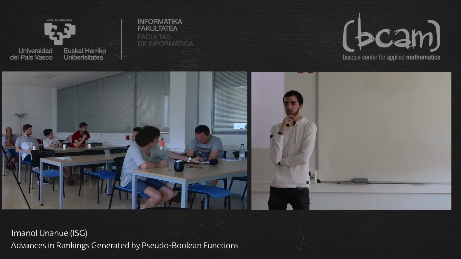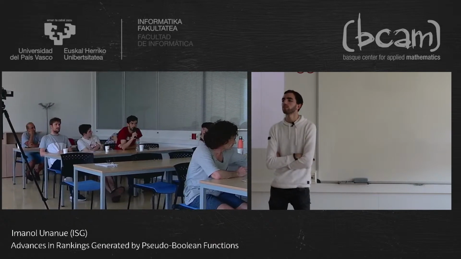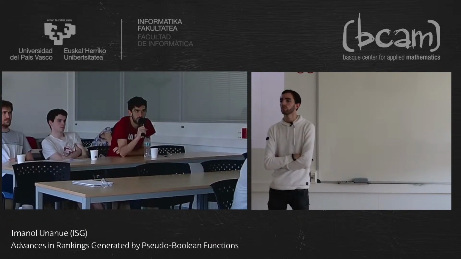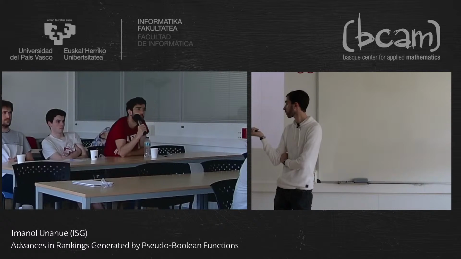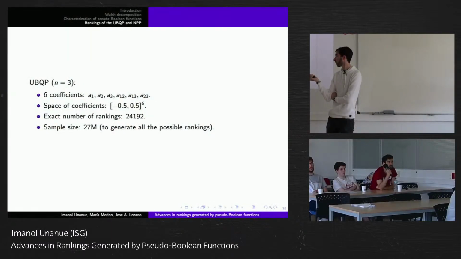Just to understand, when you say sampling rankings, you are saying sampling instances, different instances? We sample parameters of the problem, or in the case of the unconstrained quadratic problem, we sample 6 real values which are to define the matrix M, and with the matrix M we calculate the ranking generated by it.